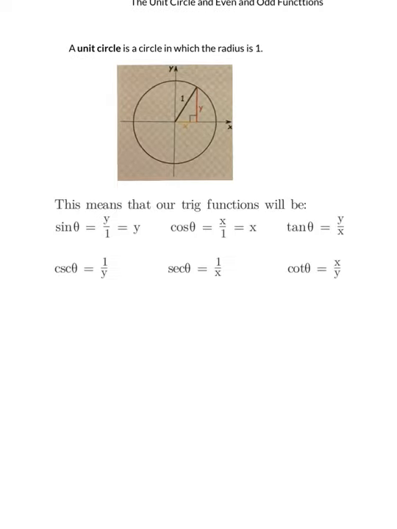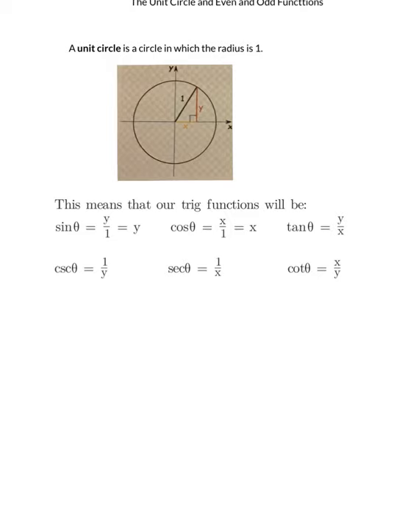If we go back to how we defined our trig functions and use 1 for r, because now we are in a circle that has a radius of 1, then the sine becomes y over 1, which is just y. The cosine of theta becomes x over 1, which simplifies to be x.